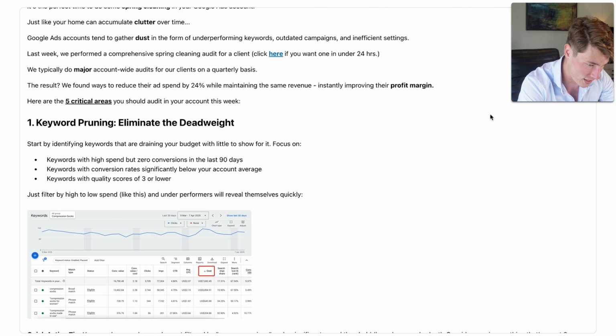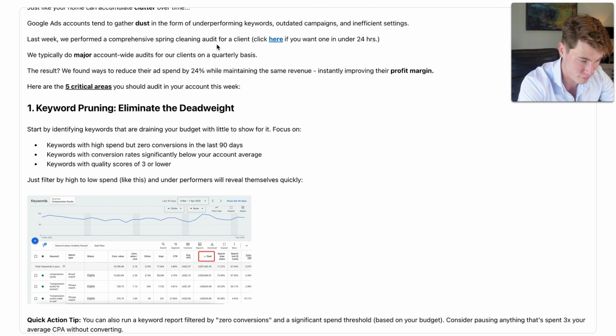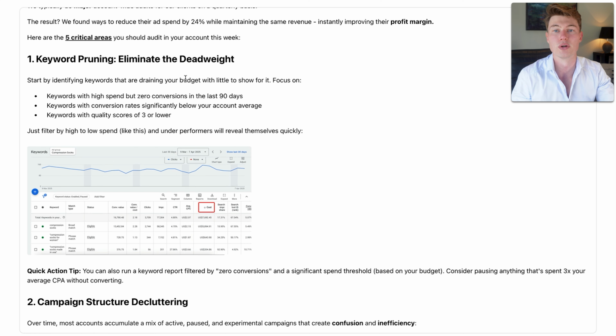Let's jump in. Now, as you can see, it's pretty simple. These are the 5 critical areas that we look at on a quarterly basis for our clients. It's not necessarily every spring that we look at these things, but you know, it's spring cleaning. It's just the theme of the video, right? Just go with it. So number 1 is keyword pruning, okay? Now, this is gonna sound a little bit boring, but it's super important.